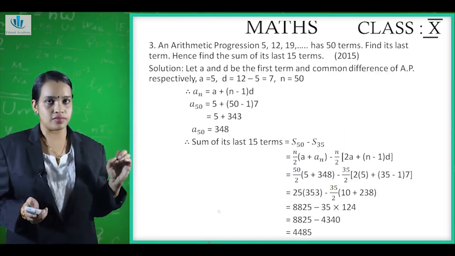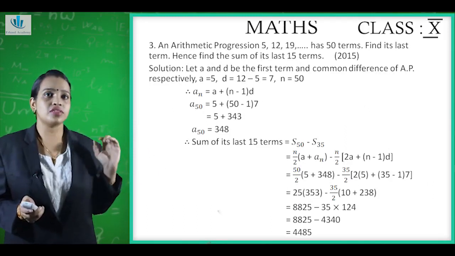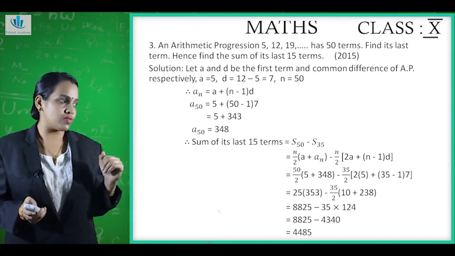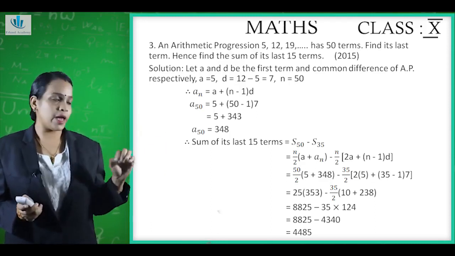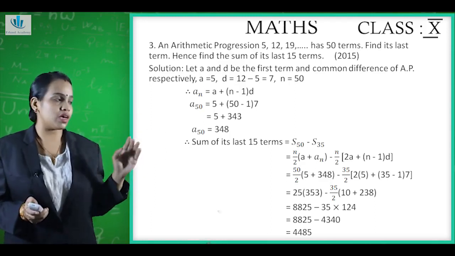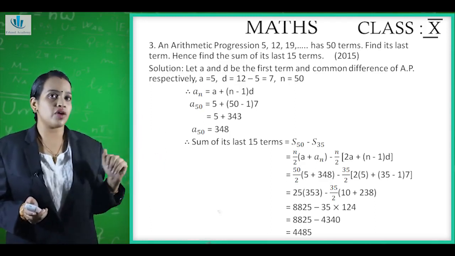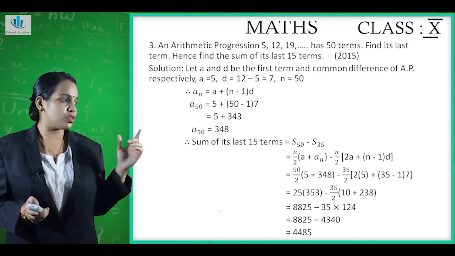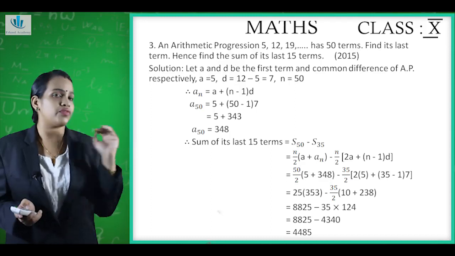Now the third question is: an arithmetic progression 5, 12, 19 has 50 terms. Find its last term, hence find the sum of its last 15 terms. Now this question has appeared in the year 2015. In the question the AP is given, it is 5, 12, 19 and so on up to how many terms? 50 terms. Now we have to find what that 50th term is, and we also have to find the sum of the last 15 terms.